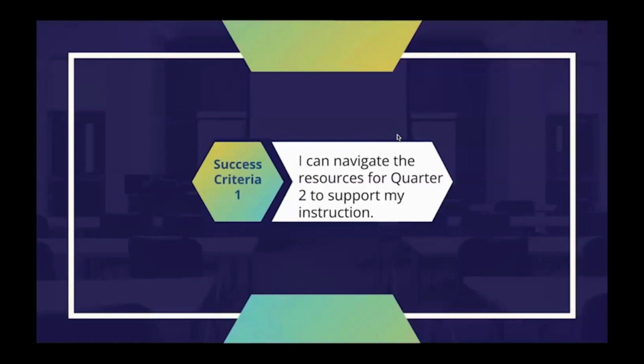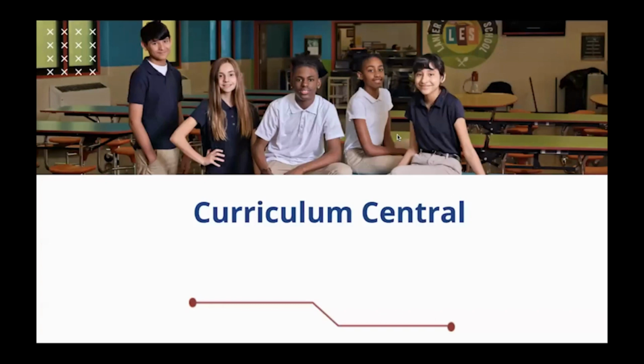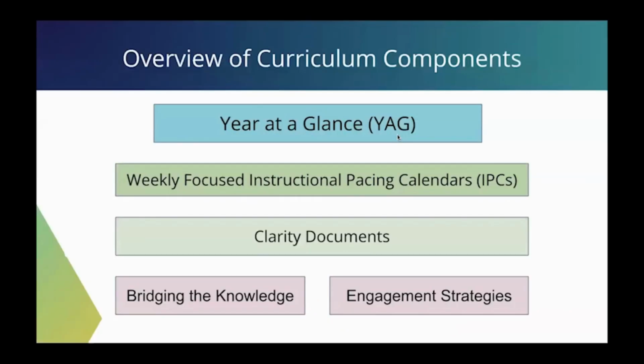Success criteria 1, I can navigate the resources for quarter 2 to support my instruction. Again, our curriculum is found on Curriculum Central. And once you get into our curriculum, you'll have access to our year at a glance, our weekly focused instructional pacing calendars, or IPCs. You'll have access to the Clarity documents, how to bridge the knowledge. And what we mean by bridging the knowledge is anytime there's a metalinguistic connection for English and Spanish, you'll find those under bridging the knowledge. And then you'll also see on there engagement strategies.